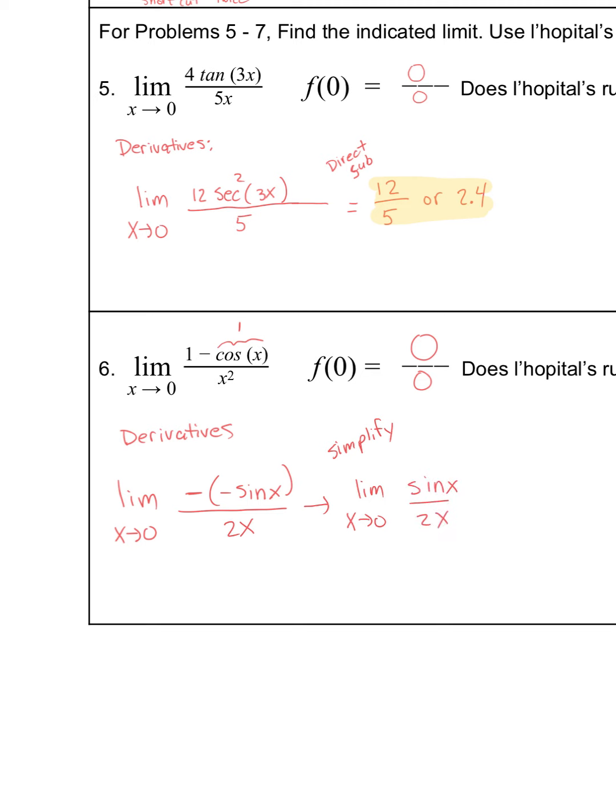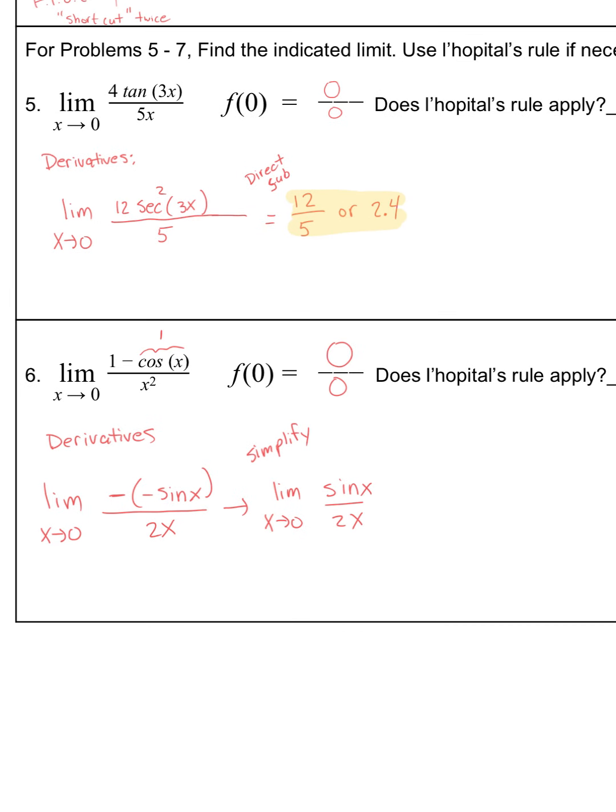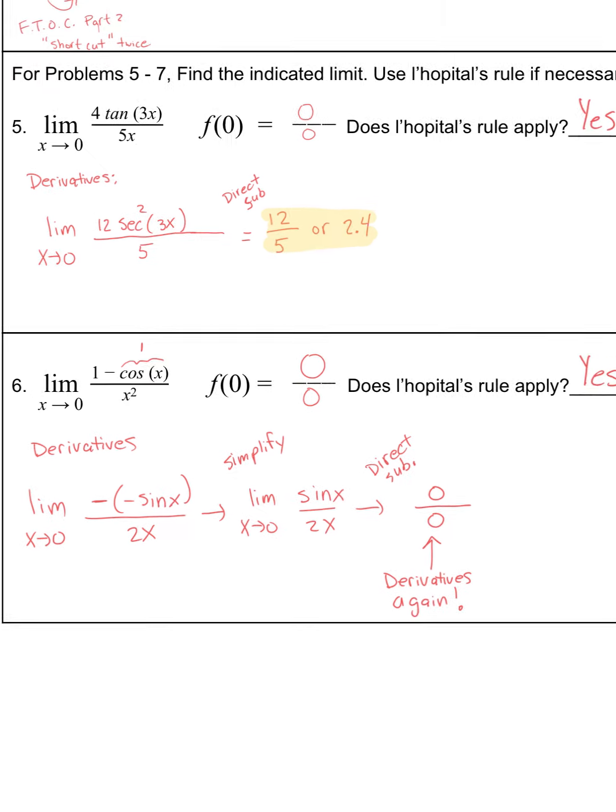All right, and now we go ahead and do direct substitution. We plug in 0 for x. On top, we have the sine of 0. The sine of 0 is 0, and then 2 times 0 also gives us 0. So we still have 0 over 0. So what do we do? This is our hint that we do the derivatives again. All right, so let's keep going.